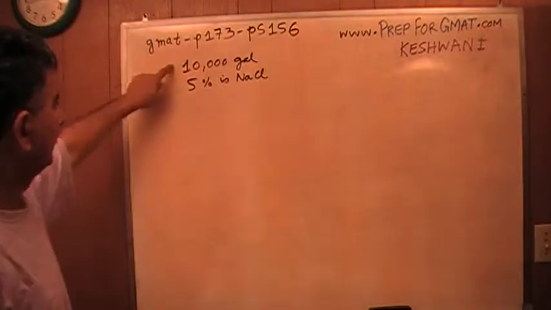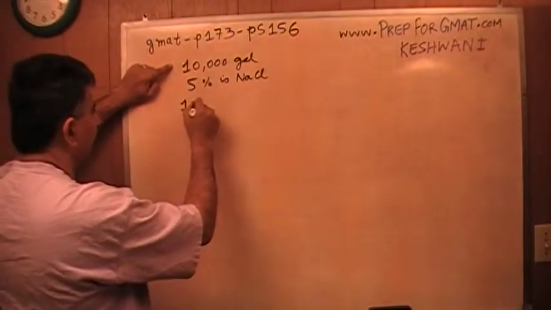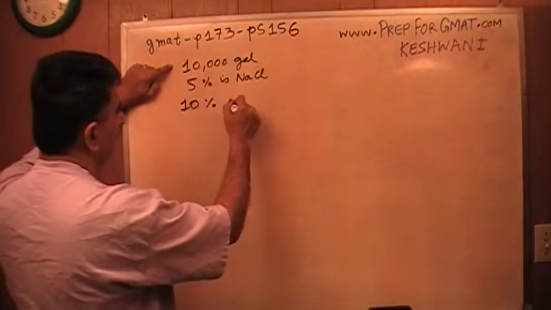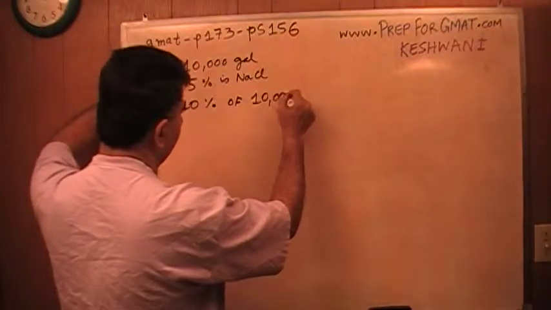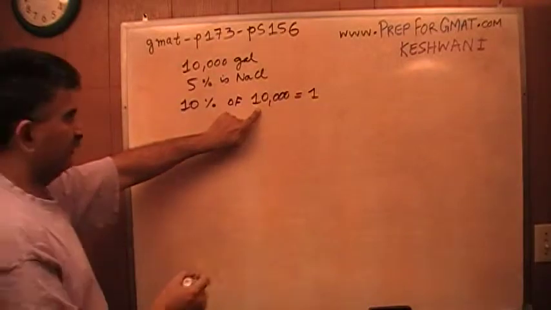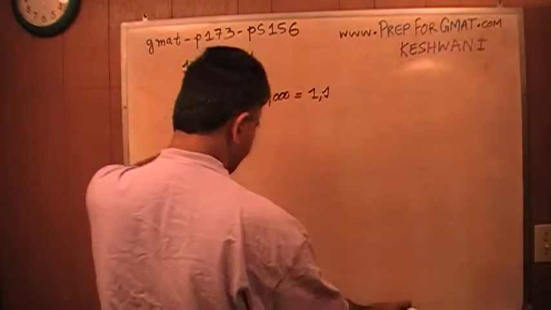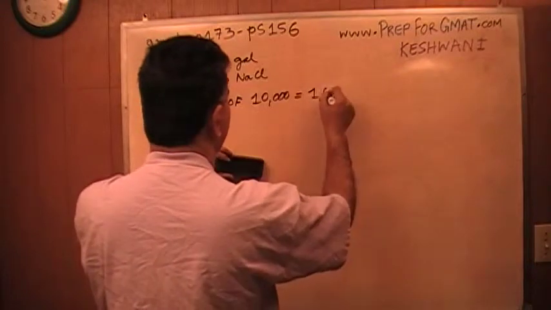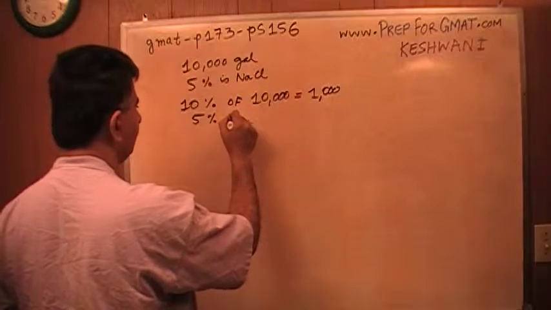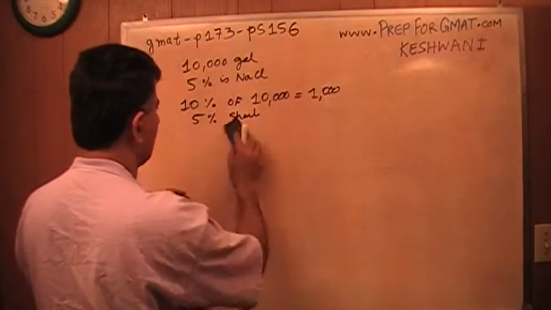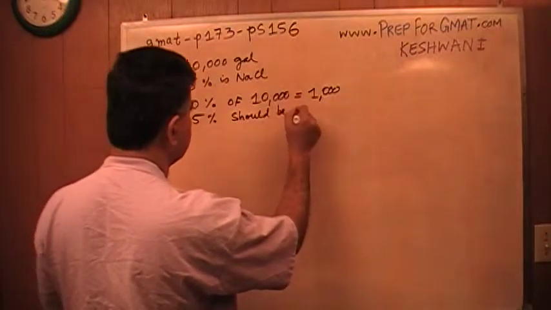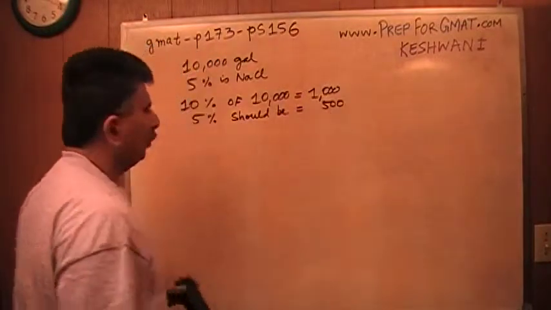Let's find out what 5% of 10,000 is. I know that 10% of 10,000 is 1/10 of that. 10% of 10,000 should be 1/10 of 10,000, which is 1,000. Therefore, 5% should be 500. Don't waste your time sitting there.